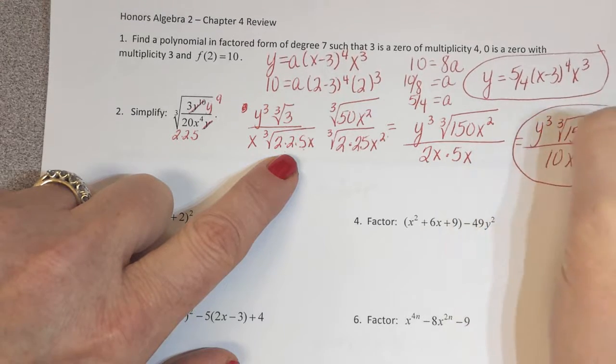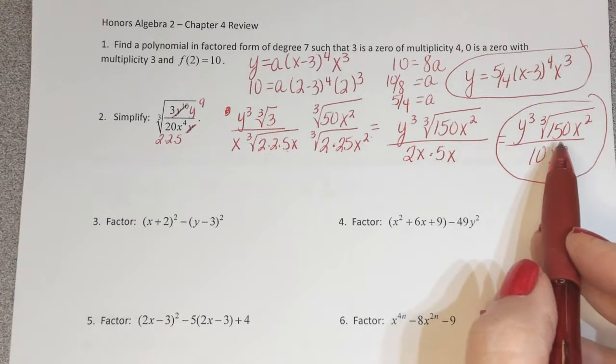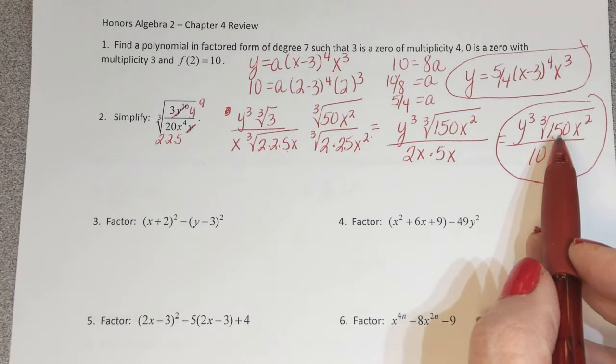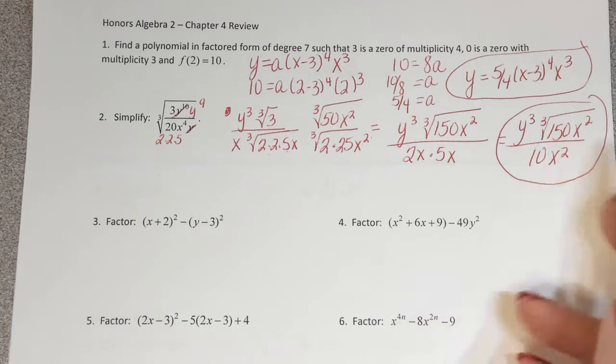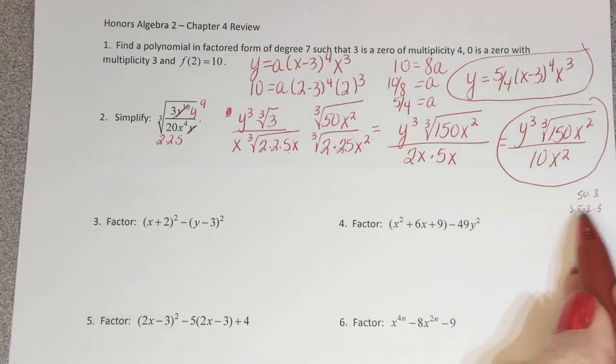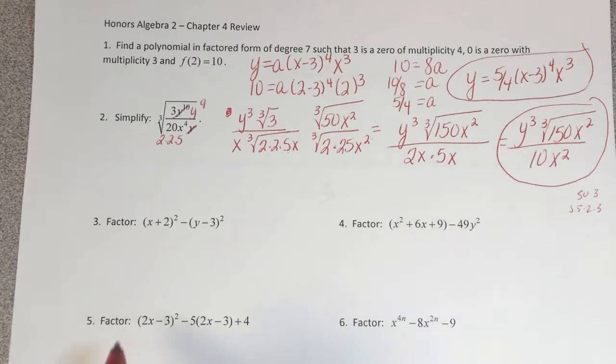And sometimes people think, well, what about that 150? Can't that be broken down? Well, that's going to be 50 times 3. So 50 times 3 is going to be 5 times 5 times 2 times 3. So there's nothing that's 3 of a kind, so nothing can come out of there. That's all we can do.